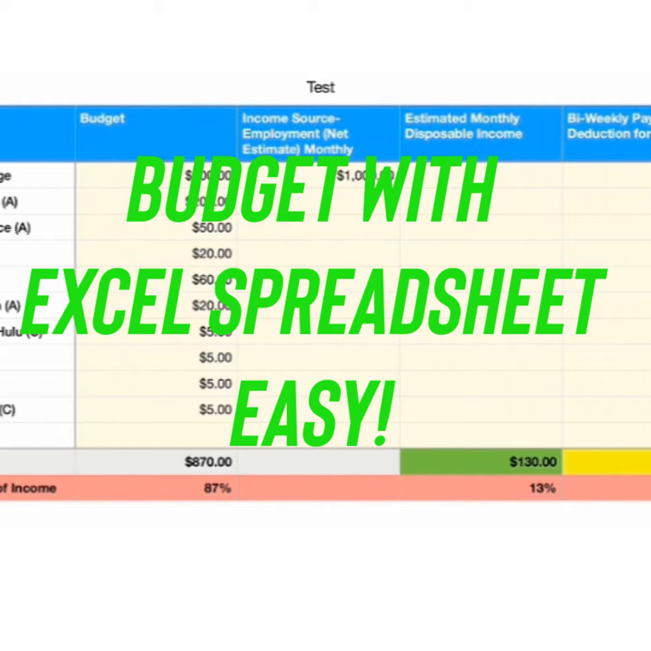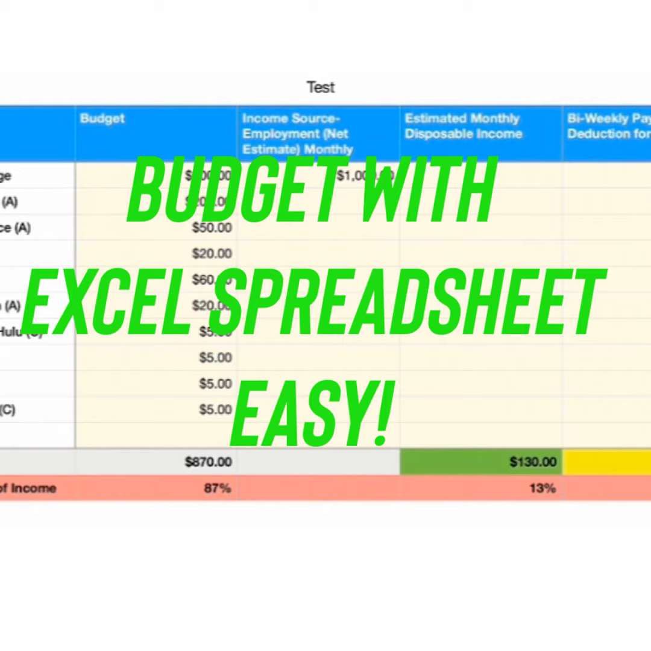In the disposable, which is basically what's left over after you paid everything, it's B9 plus D9, and then take that amount out of your income after taxes, which, what did we say that was? The $1,000.